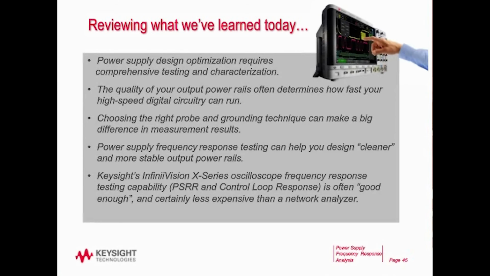So let's begin to wrap it up here. What have we learned today? Power supply design optimization requires a lot of testing and characterization. The quality of your output power rails often determines how fast your high-speed digital circuitry can run. So if you've got a power rail that's bouncing up and down, your signal timing is going to be bouncing back and forth.